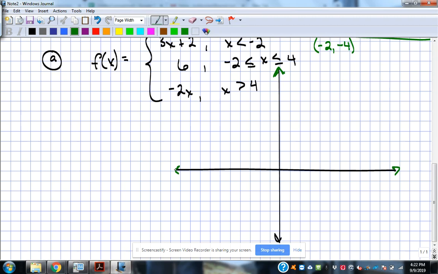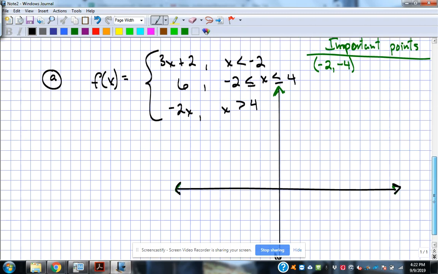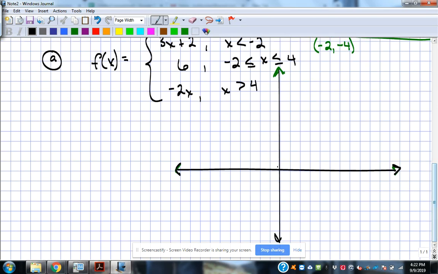There we go. All right, so we've got a coordinate plane. Now that first part, you have (-2, -4) as an important point. So I'm going to go to that place on the coordinate plane, (-2, -4), and that would be left 2, down 4.